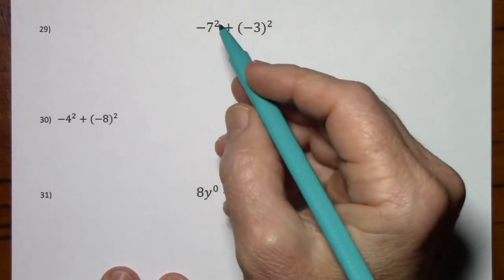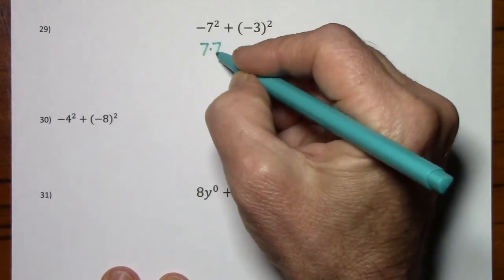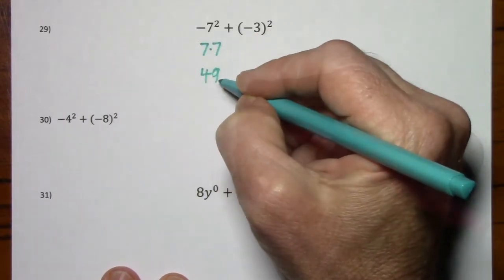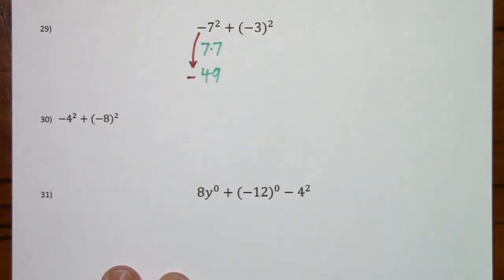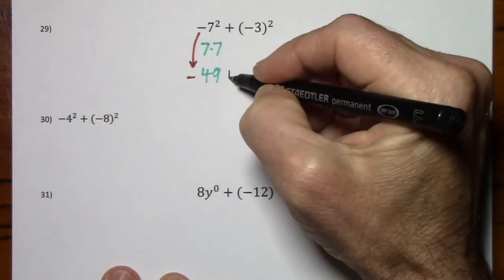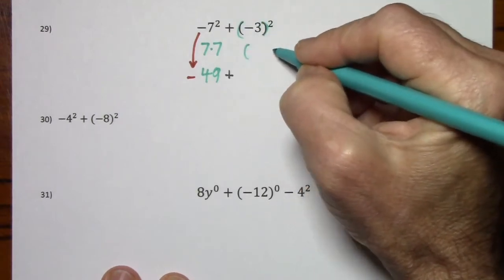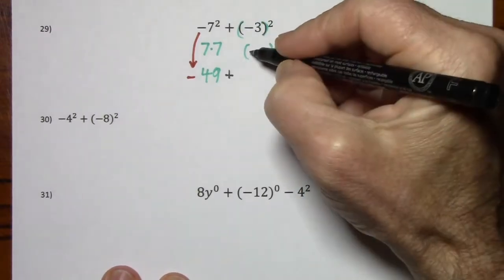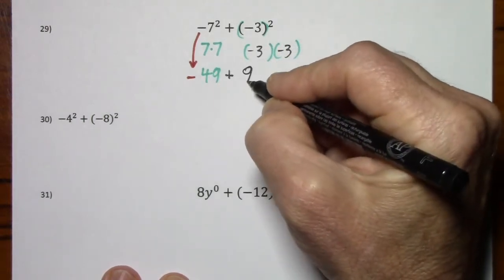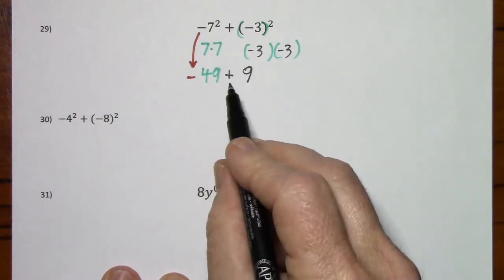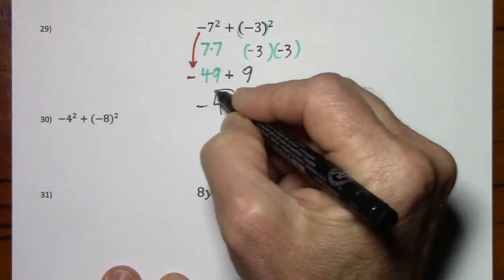Now looking at this one, again the exponent applies to whatever it touches, so you have 7 times 7, which is 49, and this negative just drops down. Bring down this sign, and here the 2 applies to the parentheses. So you have 2 sets of parentheses, each with a negative 3, and the result is positive 9. Signs are different, you subtract, keep the sign of the larger.